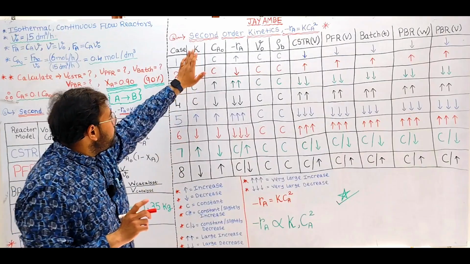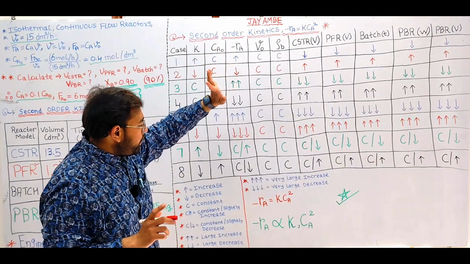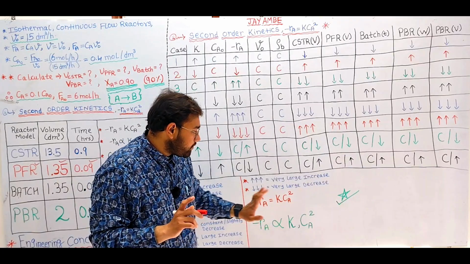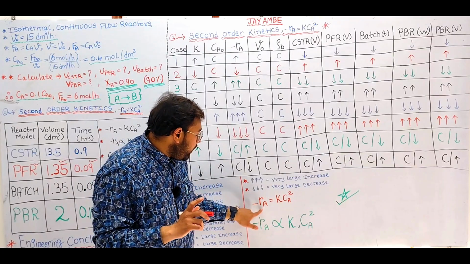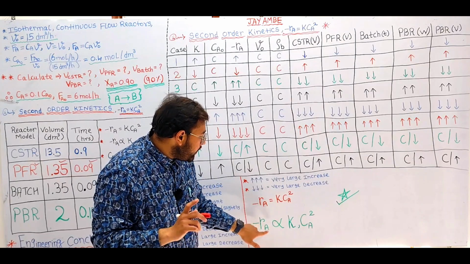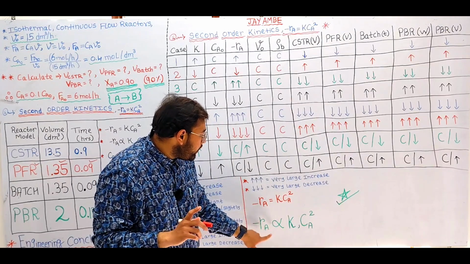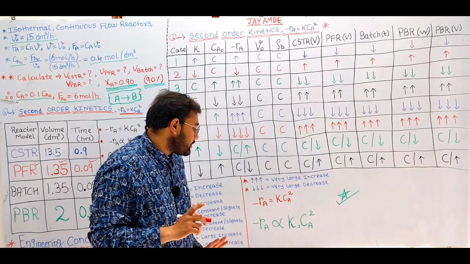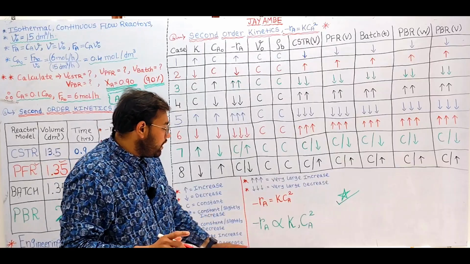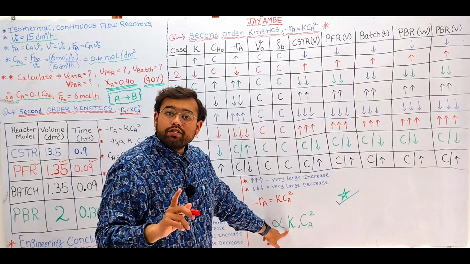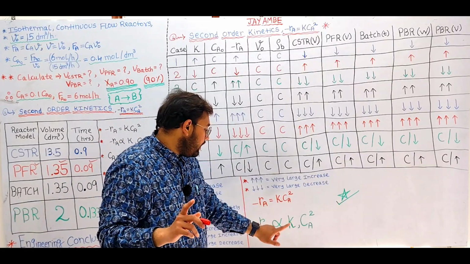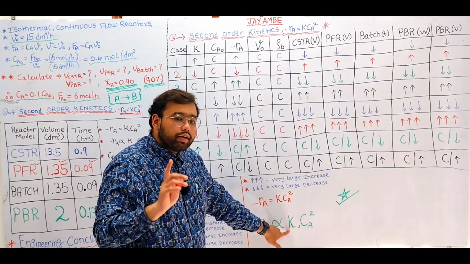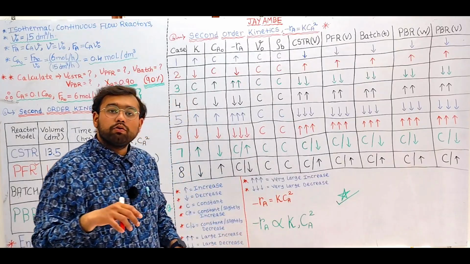Now let's say we are trying to understand second order reaction kinetics, where the given rate law is minus RA equal to K CA squared. The reaction rate is directly proportional to the rate constant K and the concentration squared, which means if we increase the rate constant K, then due to the direct proportionality with the reaction rate, the reaction rate will also increase.